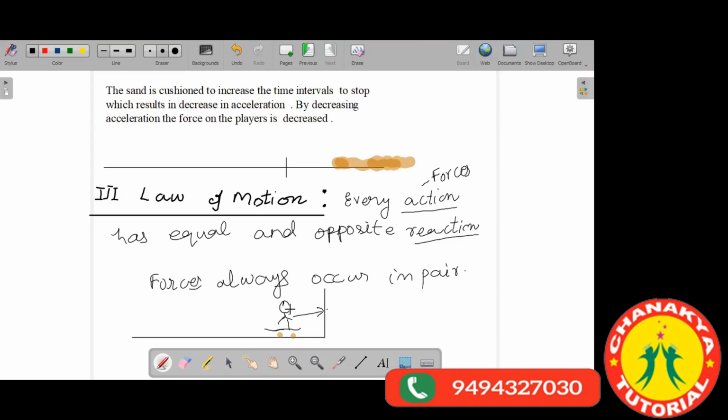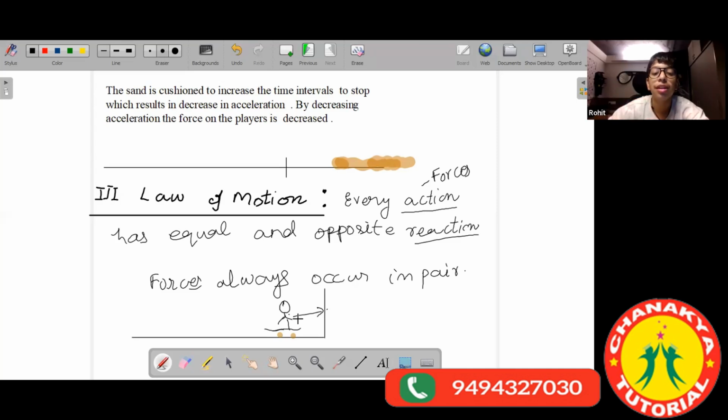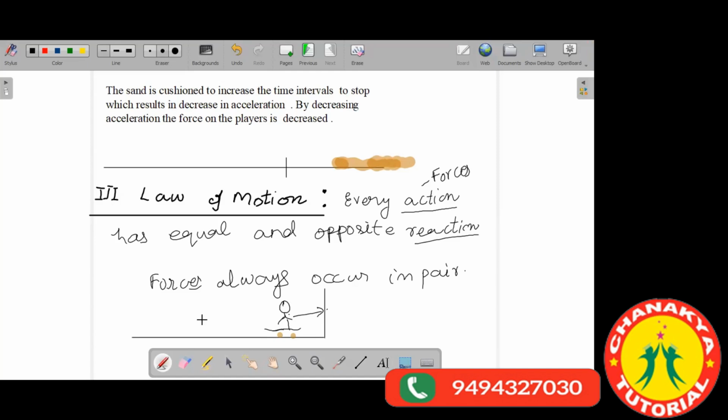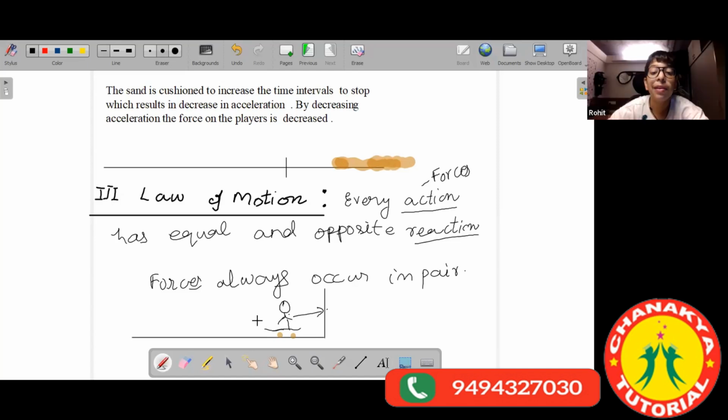See, the kid is pushing this wall. The kid will move backwards, because when he pushes the wall forward, he'll get an opposite reaction where he'll get pushed backwards a little. So will the forces be the same or different?